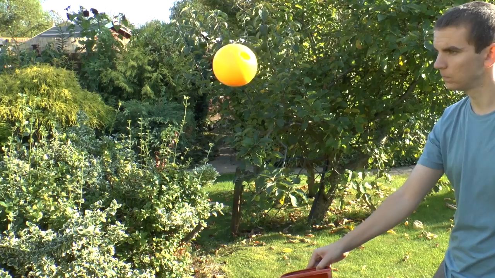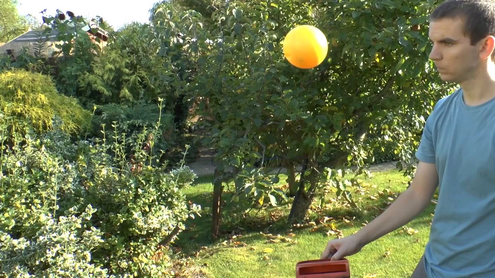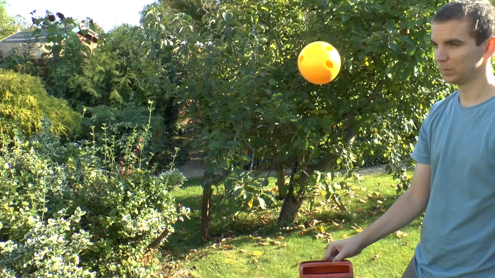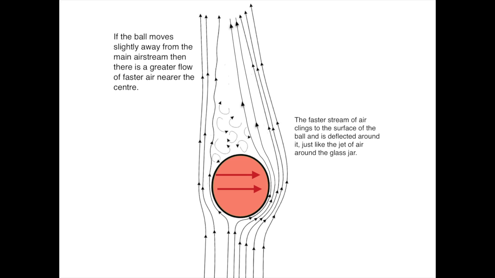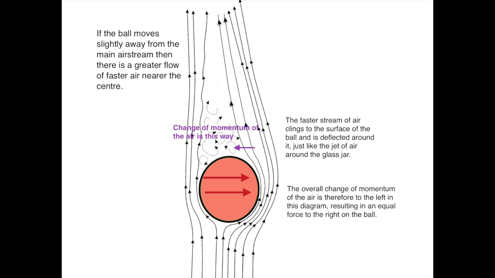If the ball is slightly displaced from the centre, more and faster air will pass one edge of the ball. The air clings to the surface of the ball as it did around the glass jar. As it clings, it is deflected to the left in this diagram. The momentum change to the left results in an equal and opposite force, that's Newton's third law, to the right on the ball, pushing it back into the stream.